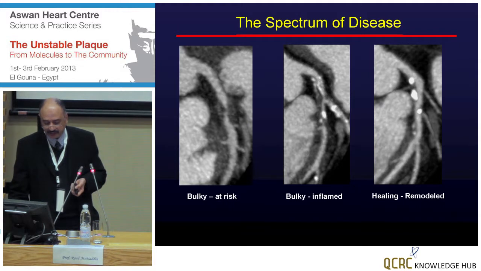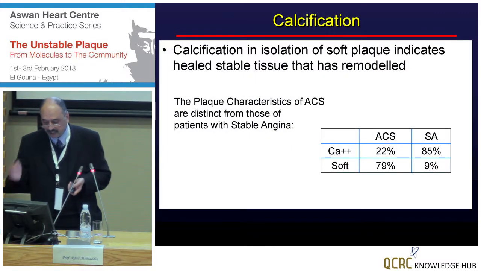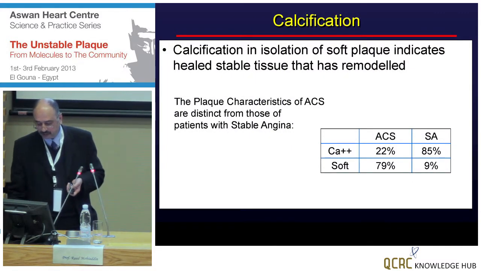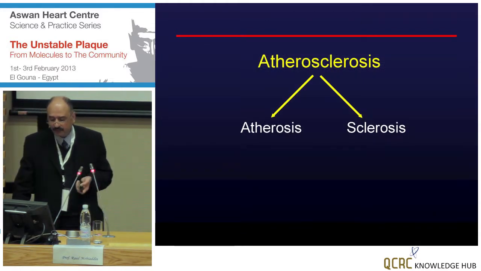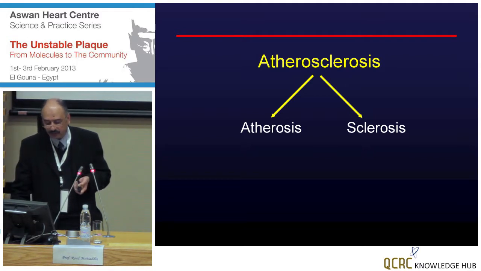This is the spectrum of the disease itself, from non-calcified lesions to different types of calcification, bulky, probably inflamed, healing, remodeled types of lesions, and so on. The type of calcification is different in acute coronary syndrome and stable angina. Most of the plaques are non-calcified in acute coronary syndrome, while most of the plaques are calcified in the stable angina patient.